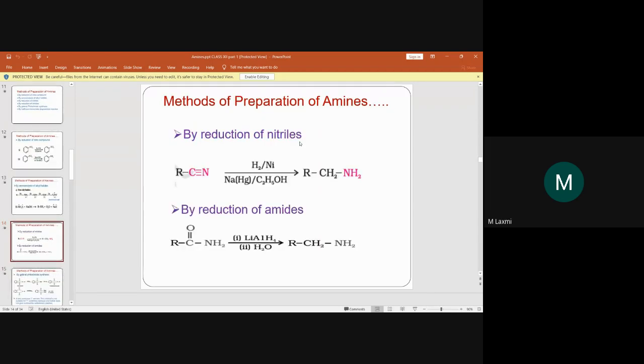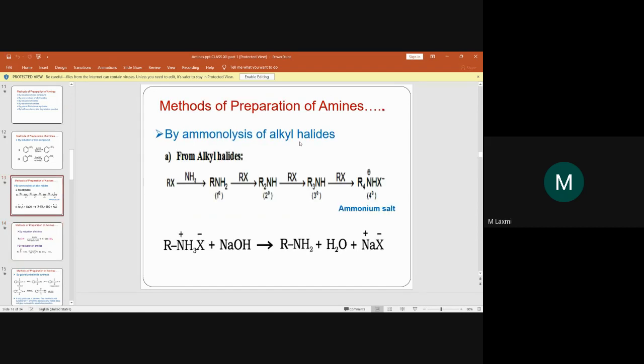Next is reduction of nitriles. The formula for a nitrile is RCN. Add hydrogen with nickel as a catalyst, and you will be getting the corresponding amines. Next is reduction of amides. RCONH2 is the formula for an amide. This is reduced in the presence of lithium aluminium hydride, and you will be getting the corresponding amines.